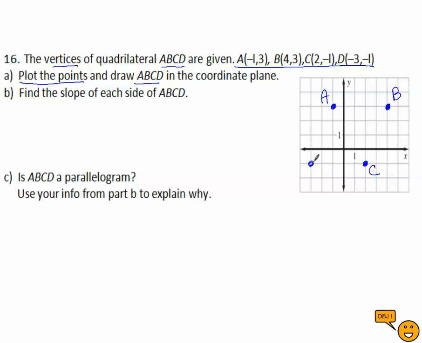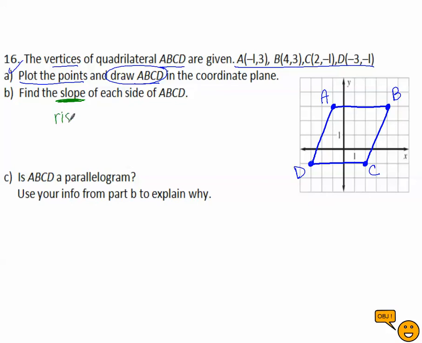Now, when they say draw ABCD, we literally must draw it in that order, from A to B to C to D, and then continue by connecting to the first point again. First part, done. Plotted the points, connected it. Second part, find the slope of each side of ABCD.